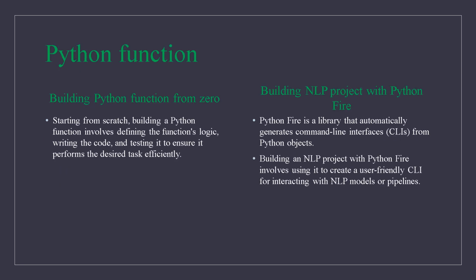We talk of the Python function. We talk of building a Python function from zero. From zero meaning from scratch. We start from scratch, and this involves building functions that involve defining the function's logic, writing the code, and testing it to ensure it performs the required tasks efficiently.